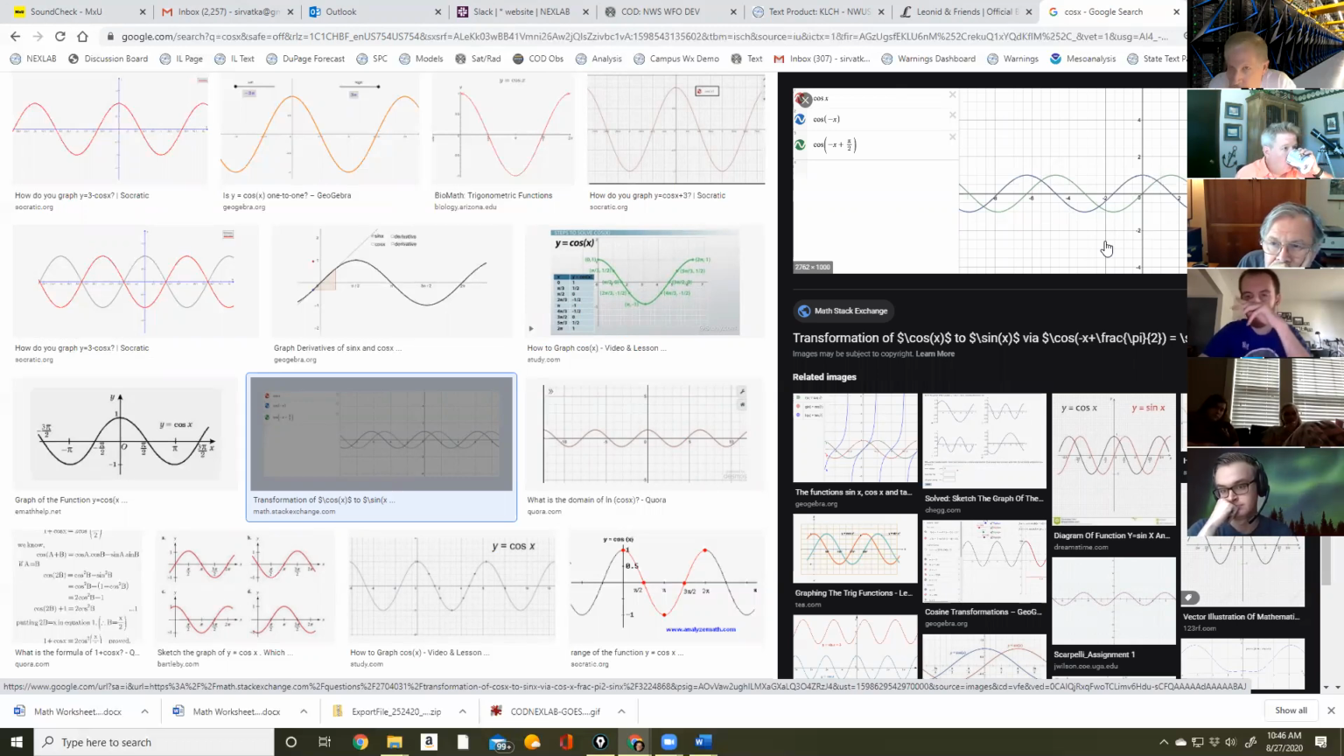Pi. They're out of phase by 90 degrees. By pi over 2. Right? So it's not quite pi, it's pi over 2. Or just simply 90 degrees.